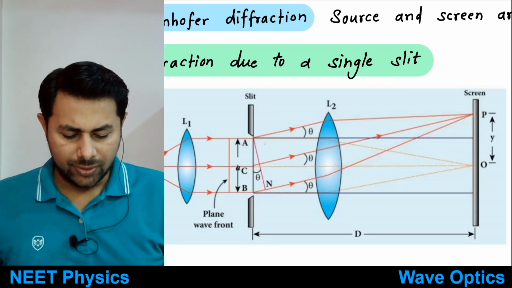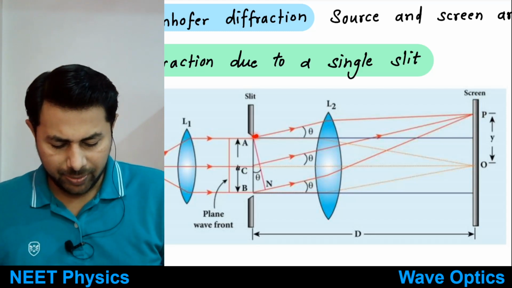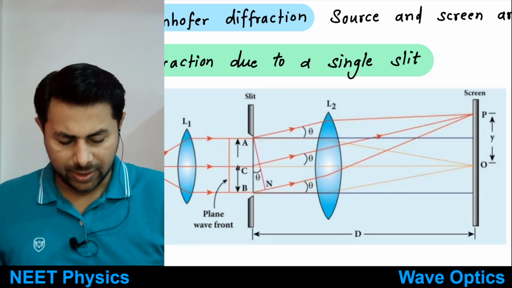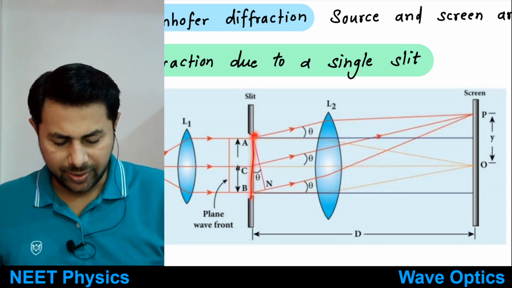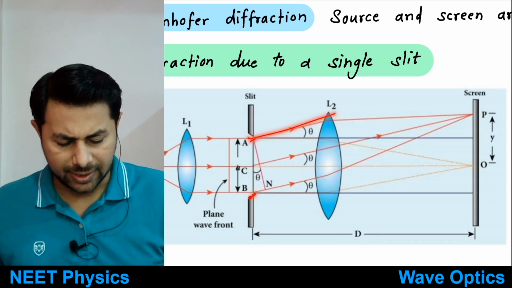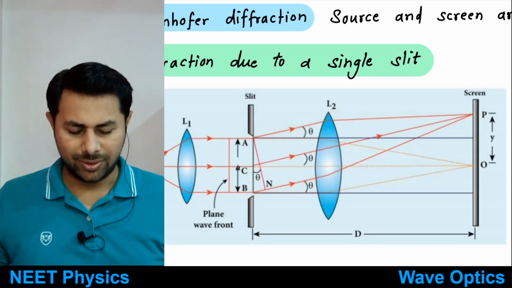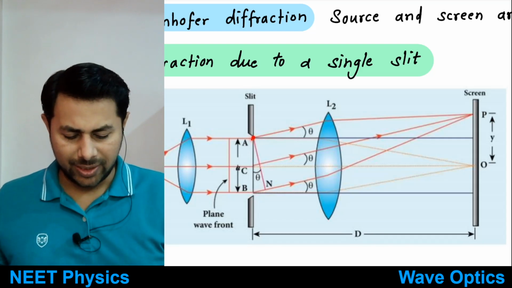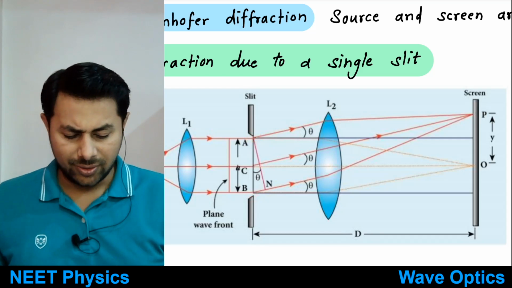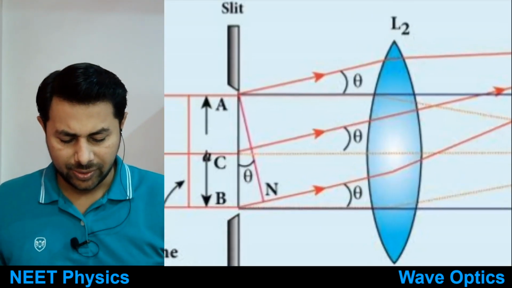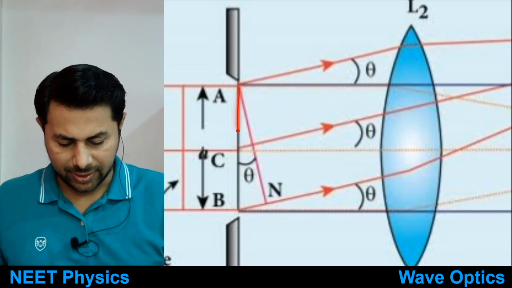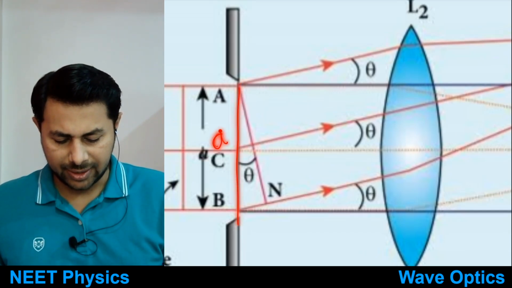Now see what happens here. If you consider a point over here and a point over here, there would be some path difference between the light rays that are bending from this end and the light rays that are bending from that end. That path difference would be equal to a sin theta. Now what is a? a is the size of the slit.